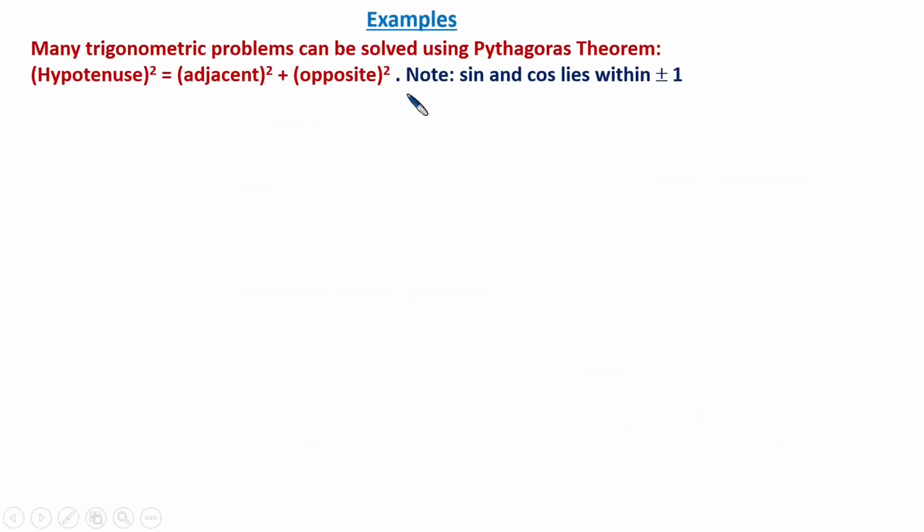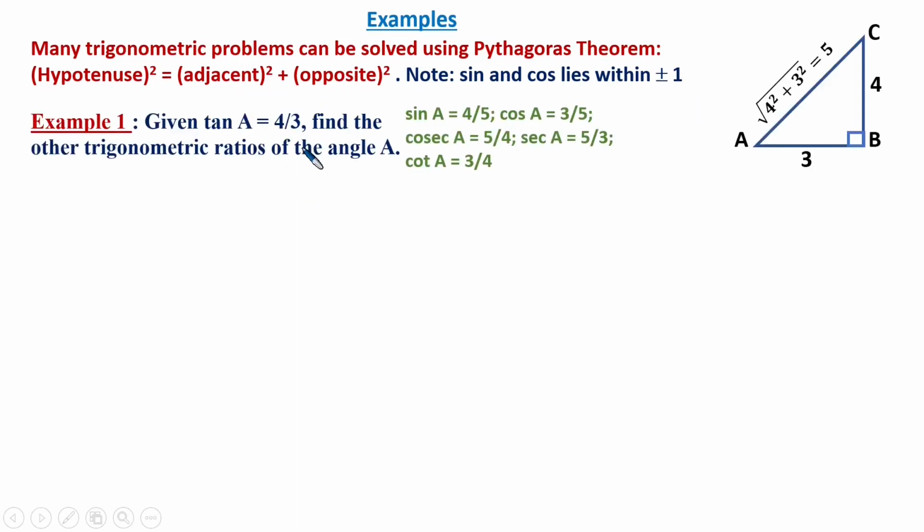So now we'll do some more examples. Many trigonometric problems can be solved using the Pythagoras theorem, that is, hypotenuse square is adjacent square plus opposite side square. These are the hypotenuse side, adjacent side and opposite side. Note that sine and cos lie within plus or minus 1. With this kind of understanding we can solve many problems.